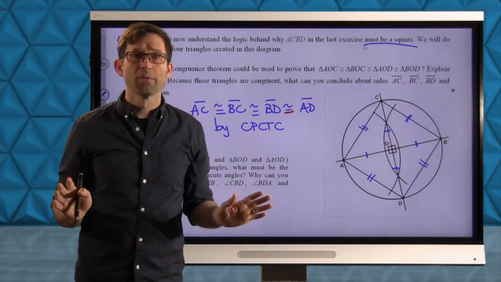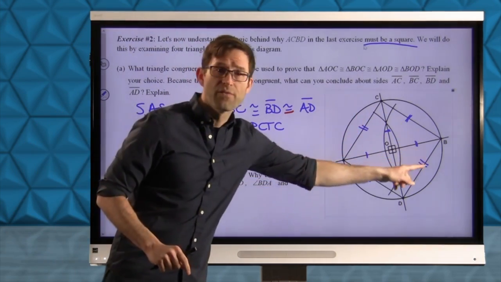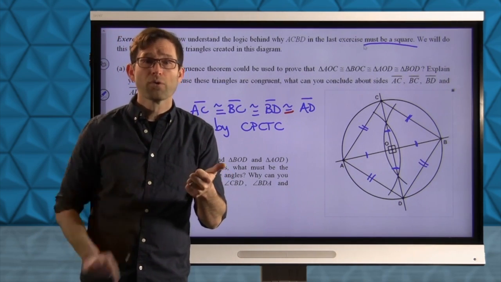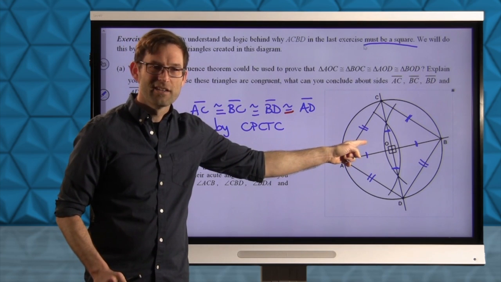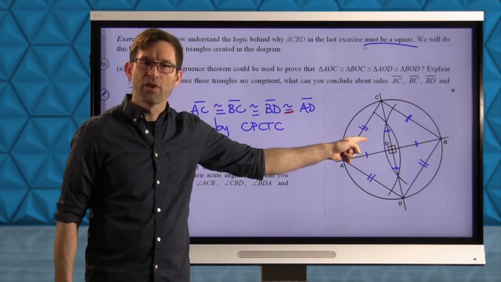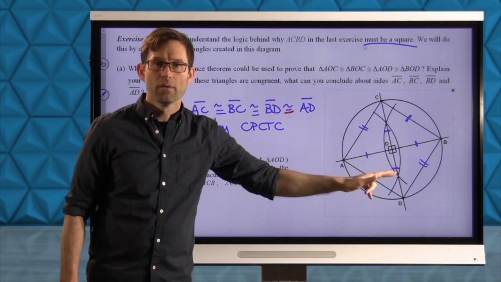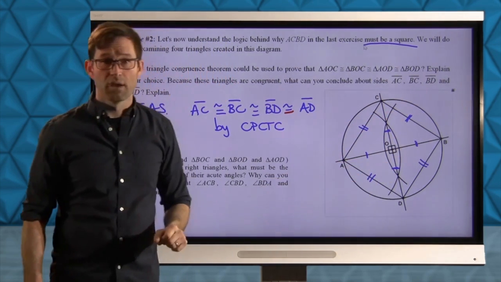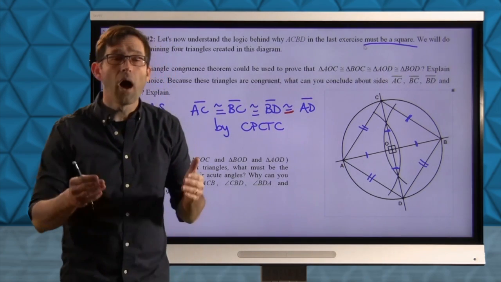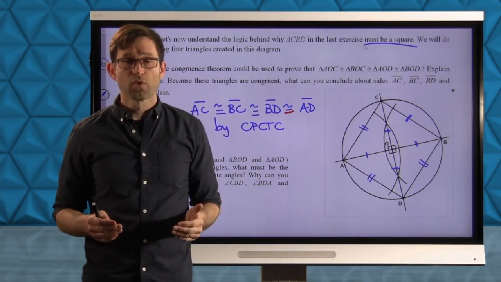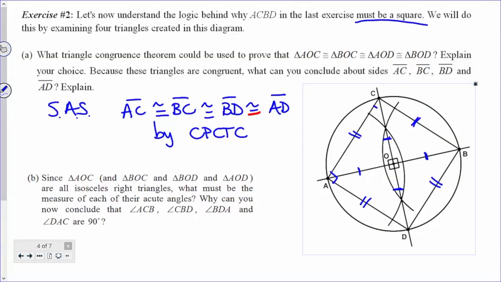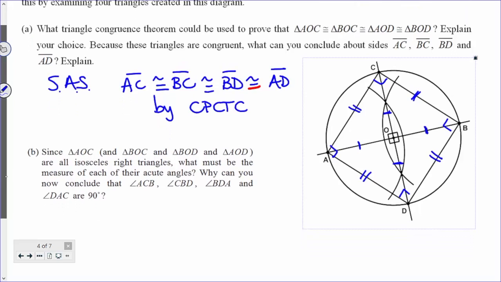Remember, the overall purpose of this problem is to justify why this figure must be a square. And there are two things that make a figure a square. Number one, all four sides are the same length. Check. All four sides are the same length here because those four right triangles are congruent, and therefore their hypotenuses must be congruent. But let's take a look at letter B, because the other piece of the puzzle with the square is to ensure that all of these angles must be right angles. So that's going to be part B. Let's take a look at it.